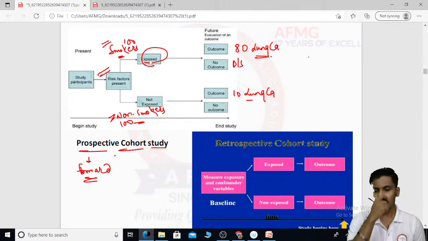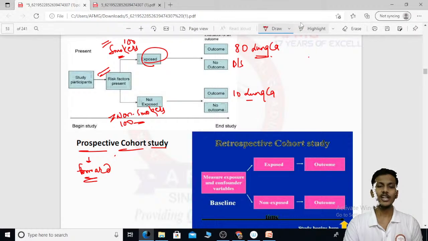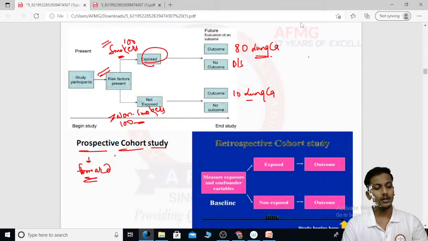Now can anybody tell me what is used for measuring the strength of association in a cohort study? Please answer. What is used to measure the strength of association in a prospective cohort or a retrospective cohort study for that matter?